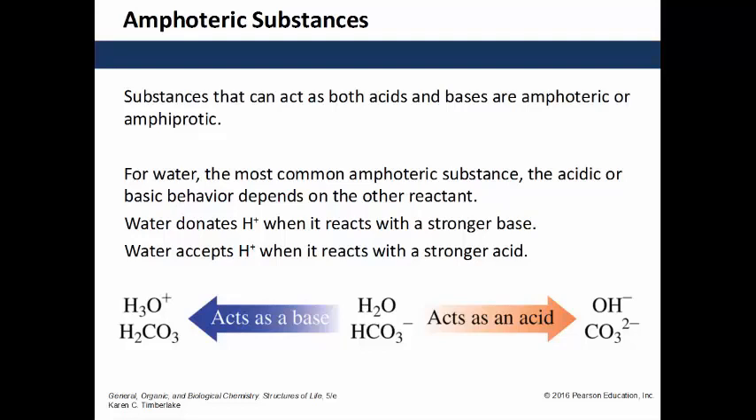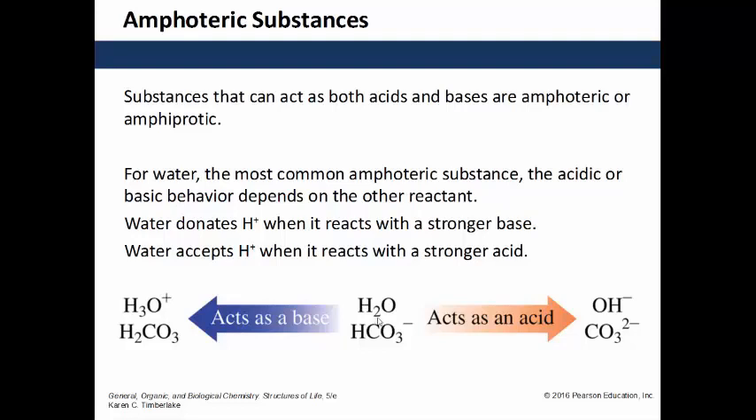If a substance is considered to be amphoteric, that means it can act as either an acid or a base. So they are related, but they're not exactly the same thing. Water, which is the most common amphoteric substance, acts as an acid or a base depending on what it is reacting with. Water will donate a hydrogen ion when it reacts with a stronger base, and water will accept a hydrogen ion when it reacts with a stronger acid. So it depends on what the other reactant is that will determine how water will behave.